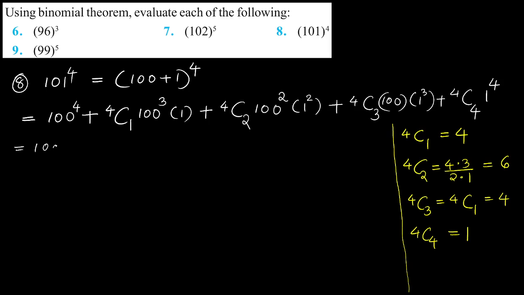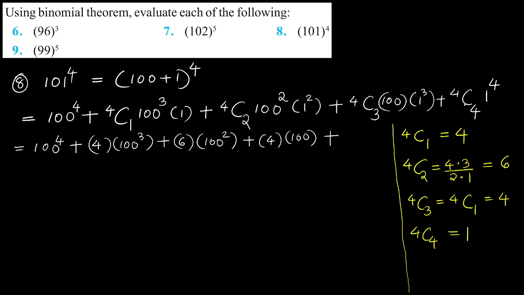Let me write one more term. 100 raised to 4, 4 into 100 cube, 6 into 100 square, 4 into 100, 1 into 1 raised to 4, which is 1. Till this step we are okay. Everyone, Ashlyn, Devasri, Rakshana, Said, till this step you are okay.